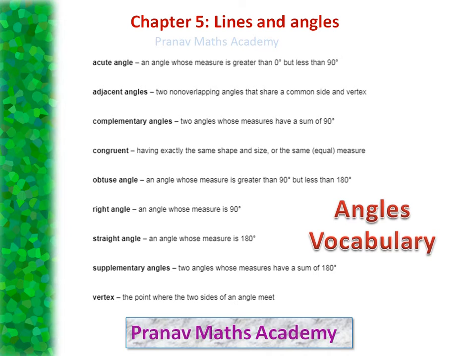Congruent: having exactly the same shape and size, or the same measure, means these are congruent. Obtuse angle: an angle whose measure is greater than 90 but less than 180. For example, 110 is an obtuse angle. Right angle: an angle whose measure is 90. Straight angle: an angle whose measure is 180 degrees. Supplementary angles: if the sum of two angles is 180, then they are known as supplementary angles. Vertex: the point where the two sides of an angle meet.